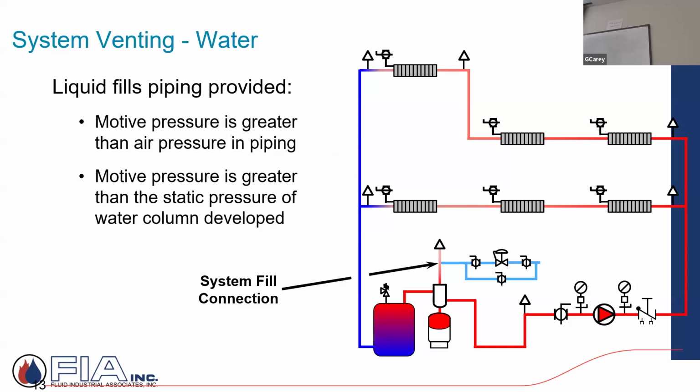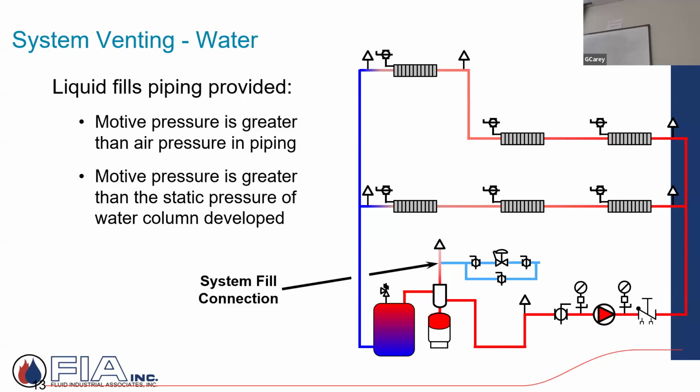So right off the bat, you fill a system, right? And as you fill it, the liquid fills the piping, provided the motive pressure is greater than the air pressure. So as I'm filling the system through this fill pressure reducing valve, I might even close this and open up the bypass, and I go and fill the system. I've got to make sure that the incoming pressure can fill the adequate height, whether it's a 10-story building, 3-story building, whatever it is. And then obviously the motive force is greater than the static pressure.